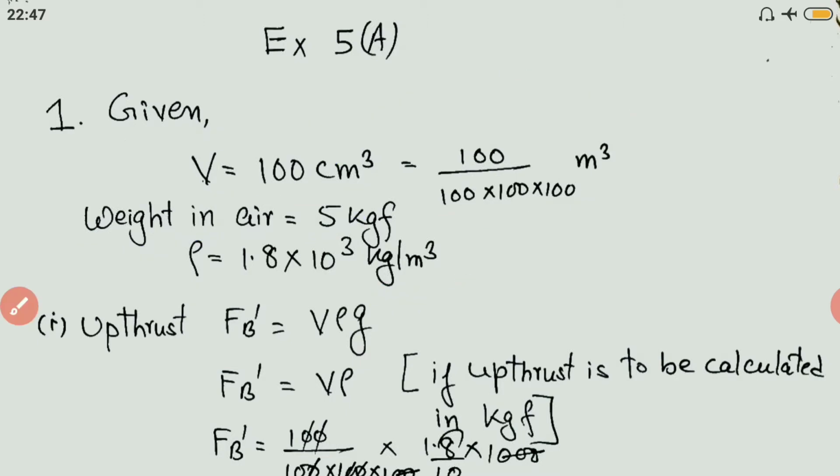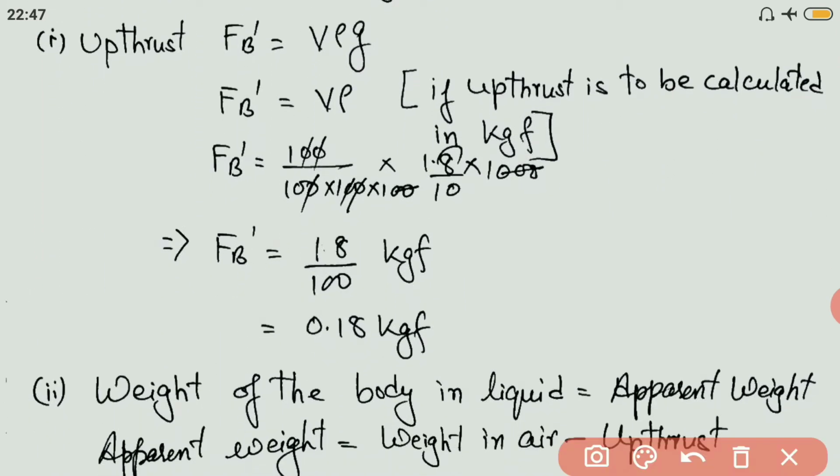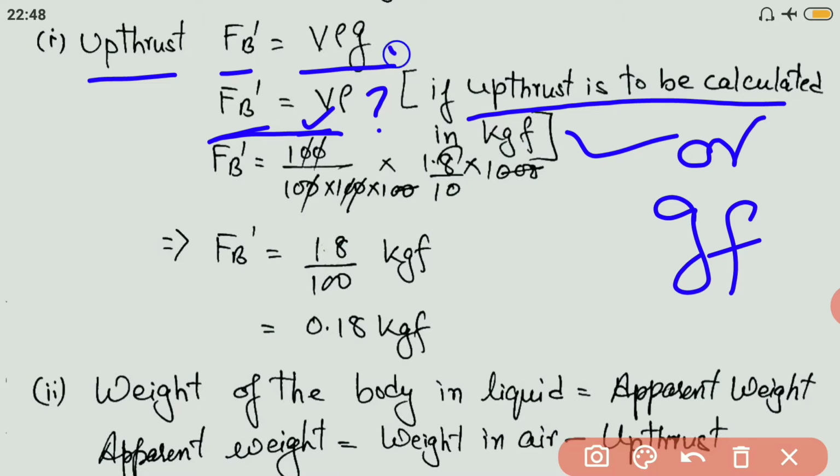Now I am supposed to find the upthrust. To find the upthrust, I shall use the formula FB dash equals V rho G. Now FB dash equals V rho, I can just use this. Where did this G go? If upthrust is to be calculated in kgf or gram force, then I can simply use V into rho. We don't have to use the acceleration due to gravity.